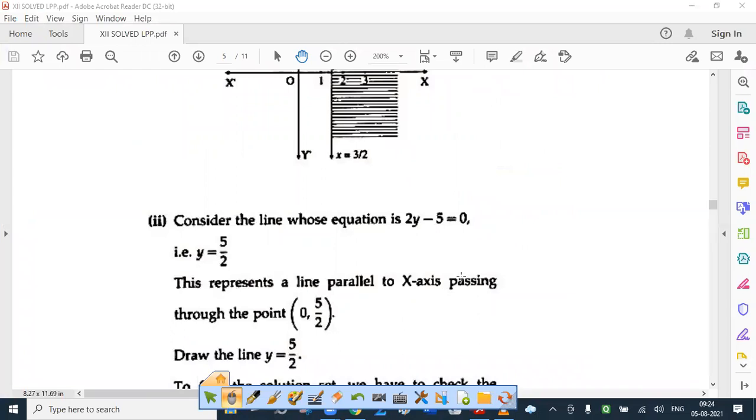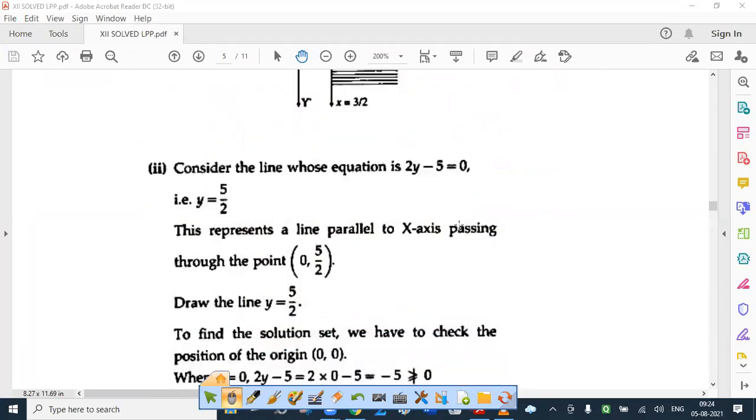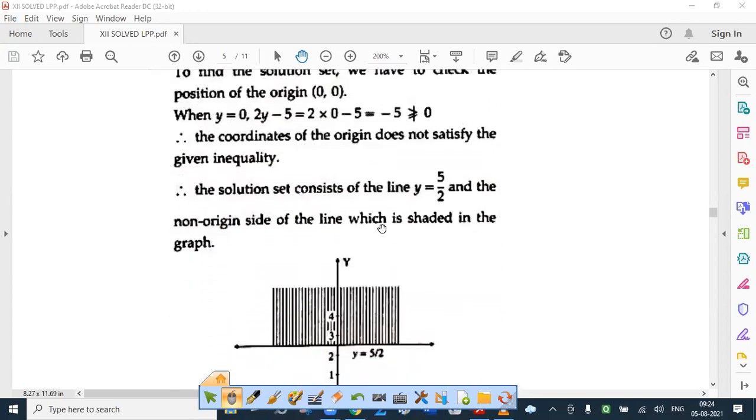See, this theory part will not be asked in the exam. I'm just explaining this. Nobody will ask you the procedure to draw the graph, or nobody will ask you the definition of convex set. No. In fact, you won't be asked to draw the graphs of these lines. We require this for solving linear programming problems. Now consider the line whose equation is y equal to 5 by 2. So we draw the line y equal to 5 by 2.